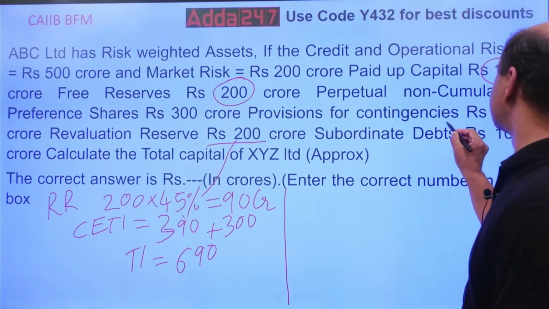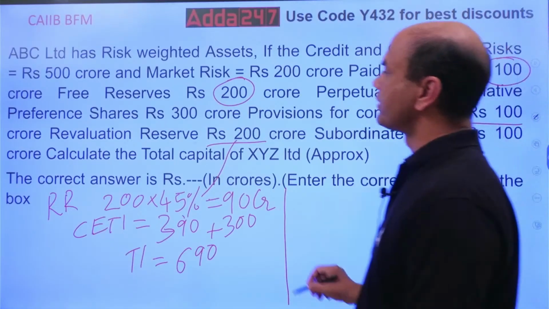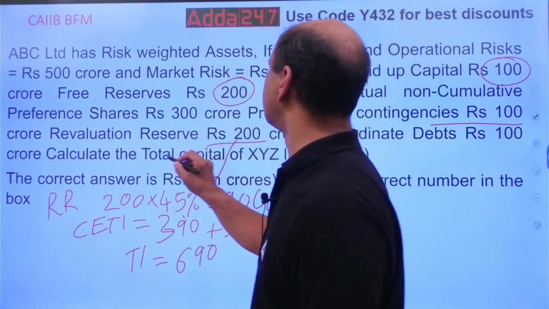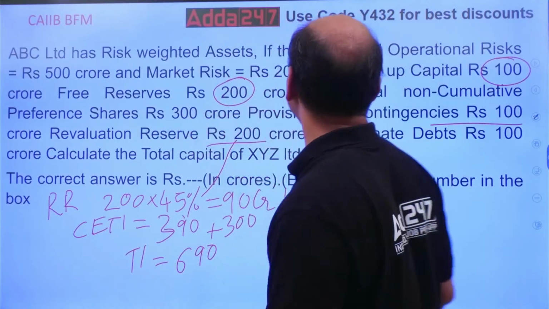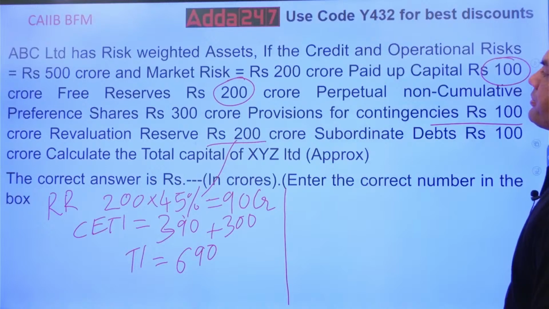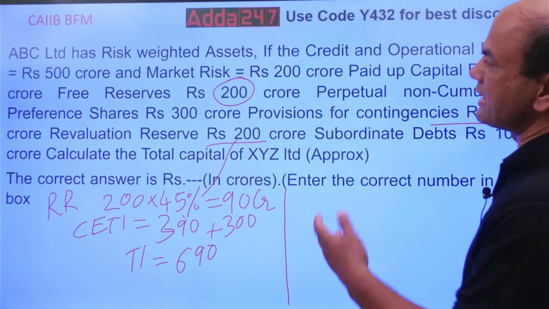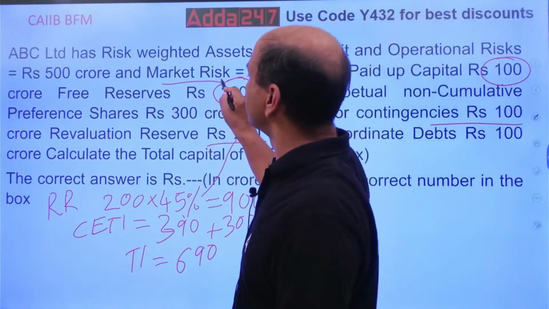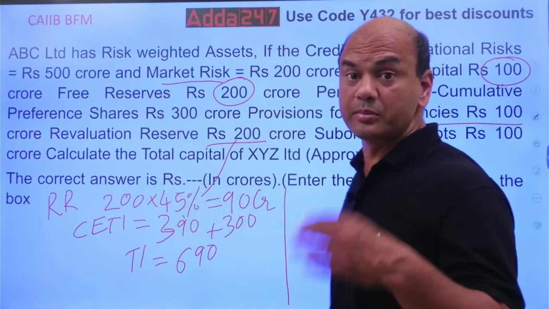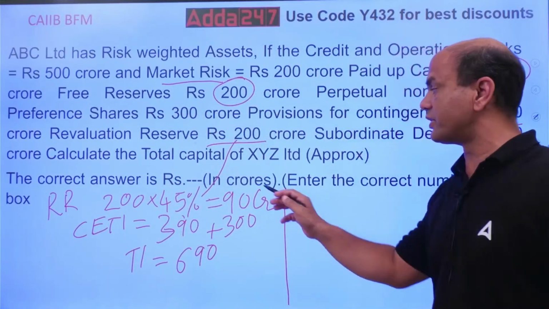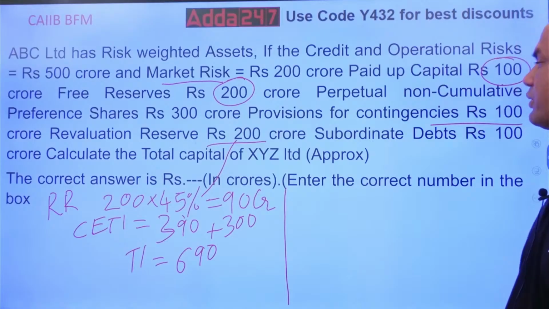Provisions for contingencies. Preference shares, no, this is gone. Then what? This market risk and everything is of no use to you right now because these are used in RWA calculations. Here we are not asked RWA. Okay, we are only asked capital.